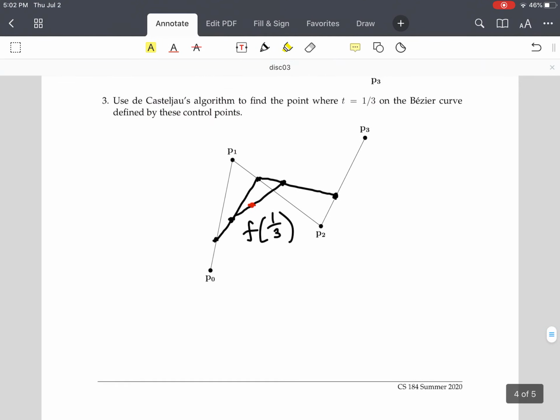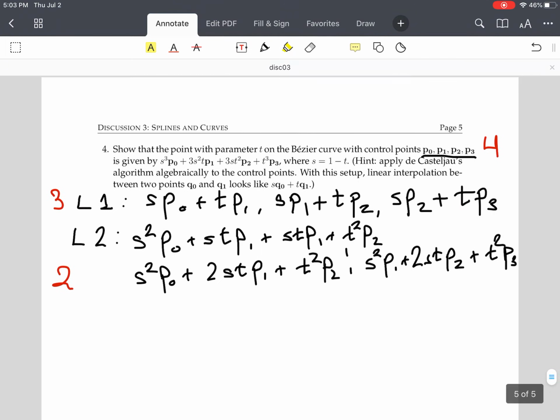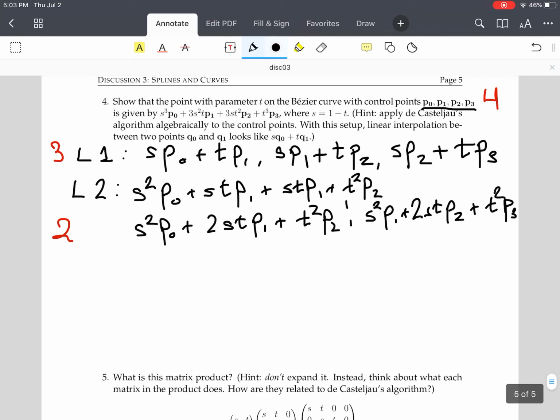So now we're at this stage. We have this point and this point. So we're almost there. We just have to do one more linear interpolation and we'll have our final point. So let's go ahead and do that. So this is going to be level 3. And so now it's going to be this times s plus this times t. Okay? So let's go ahead and do it.